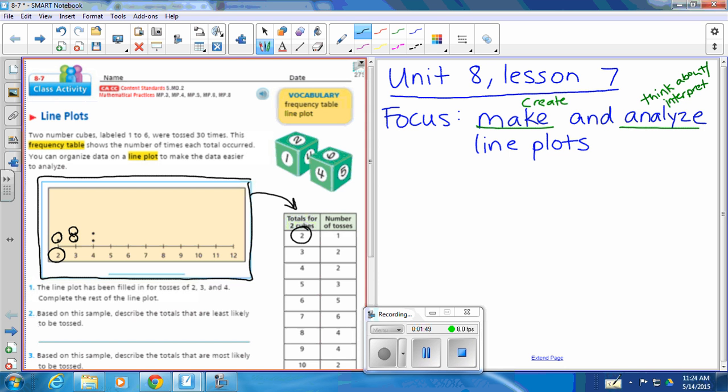There's the first 2. So what do you think we would label this part of the graph? If we have 2, what is that telling us? The total number of 2 cubes, right? So for this part right here, we would write total for 2 cubes. Okay, so what we're looking at is if you have 2 die and you roll them, the total tosses is going to be 1. So this dot right here represents that 1 toss.